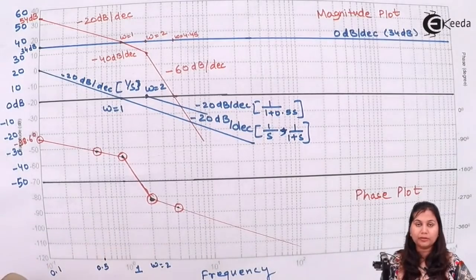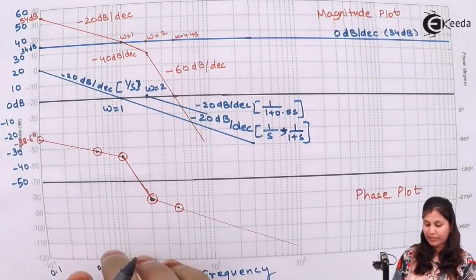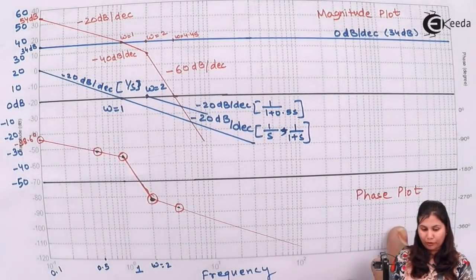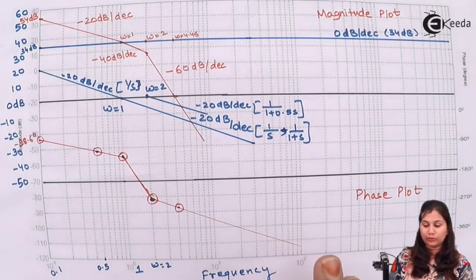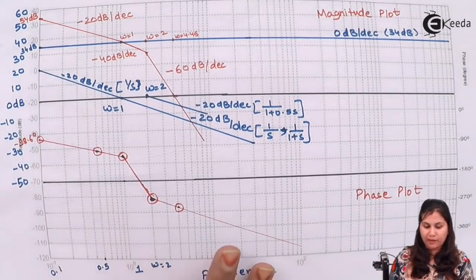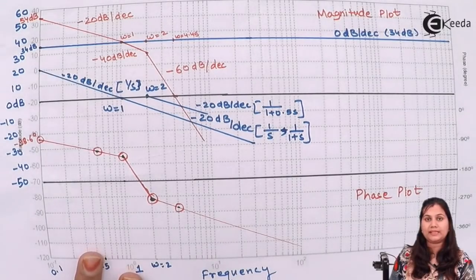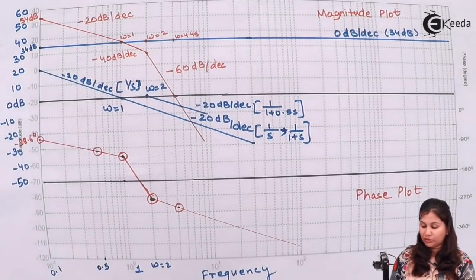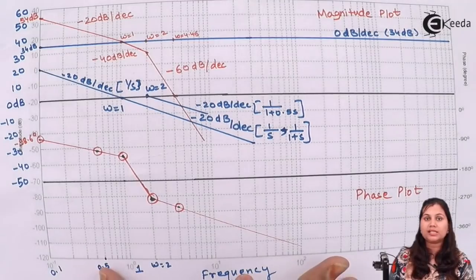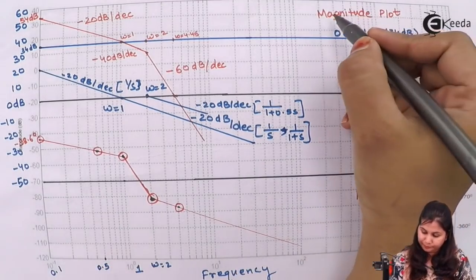So in our problem it is asked that we have to sketch the Bode plot and also calculate the gain margin, phase margin, gain crossover frequency and phase crossover frequency, so that we can make a comment about the stability of the system.